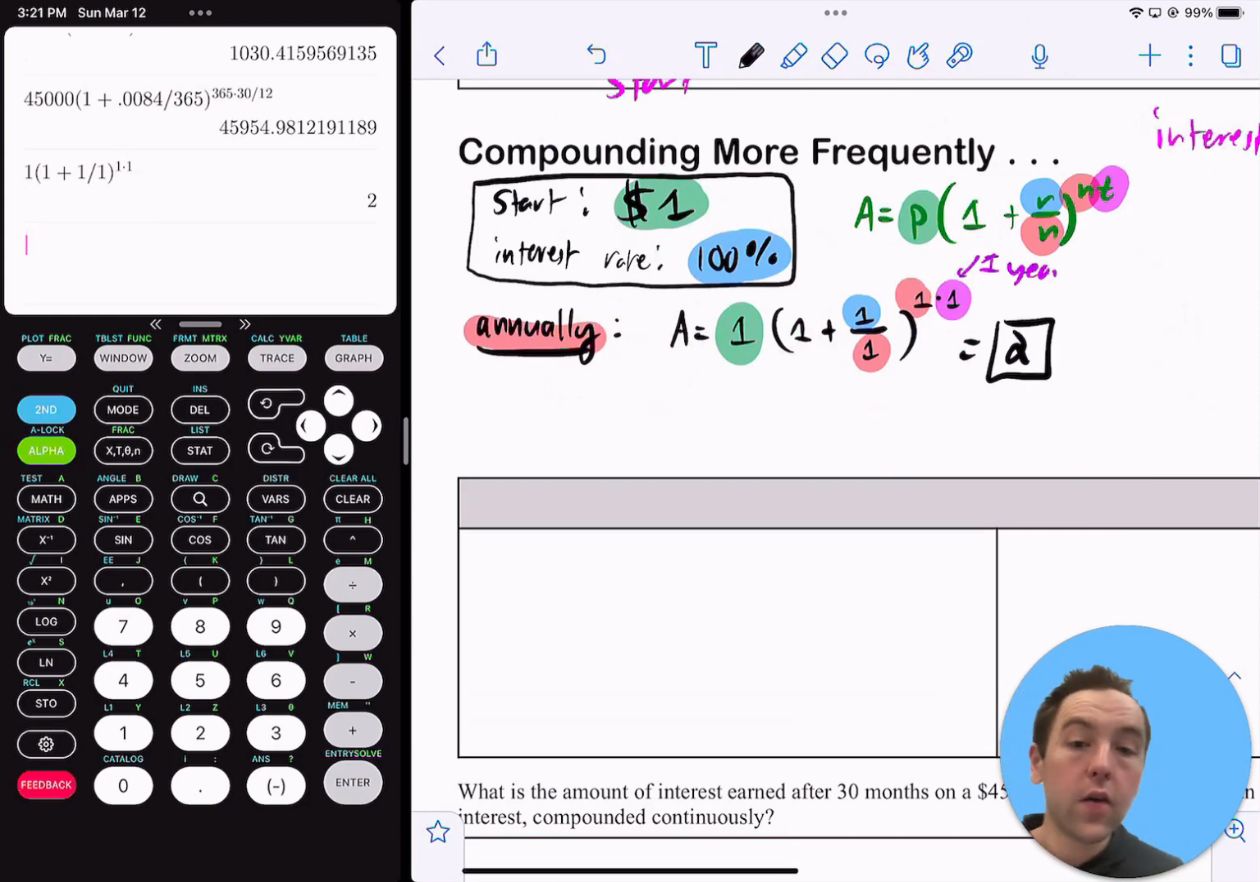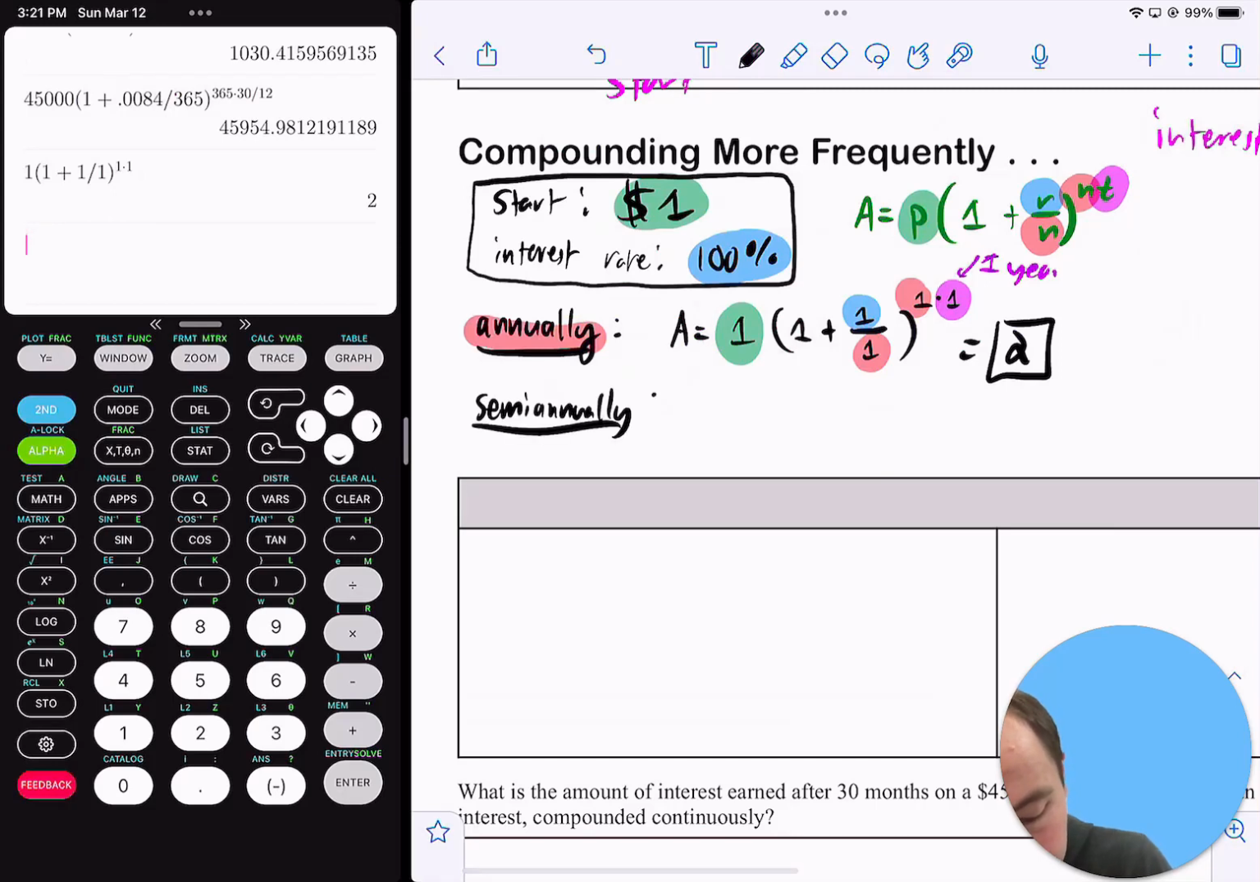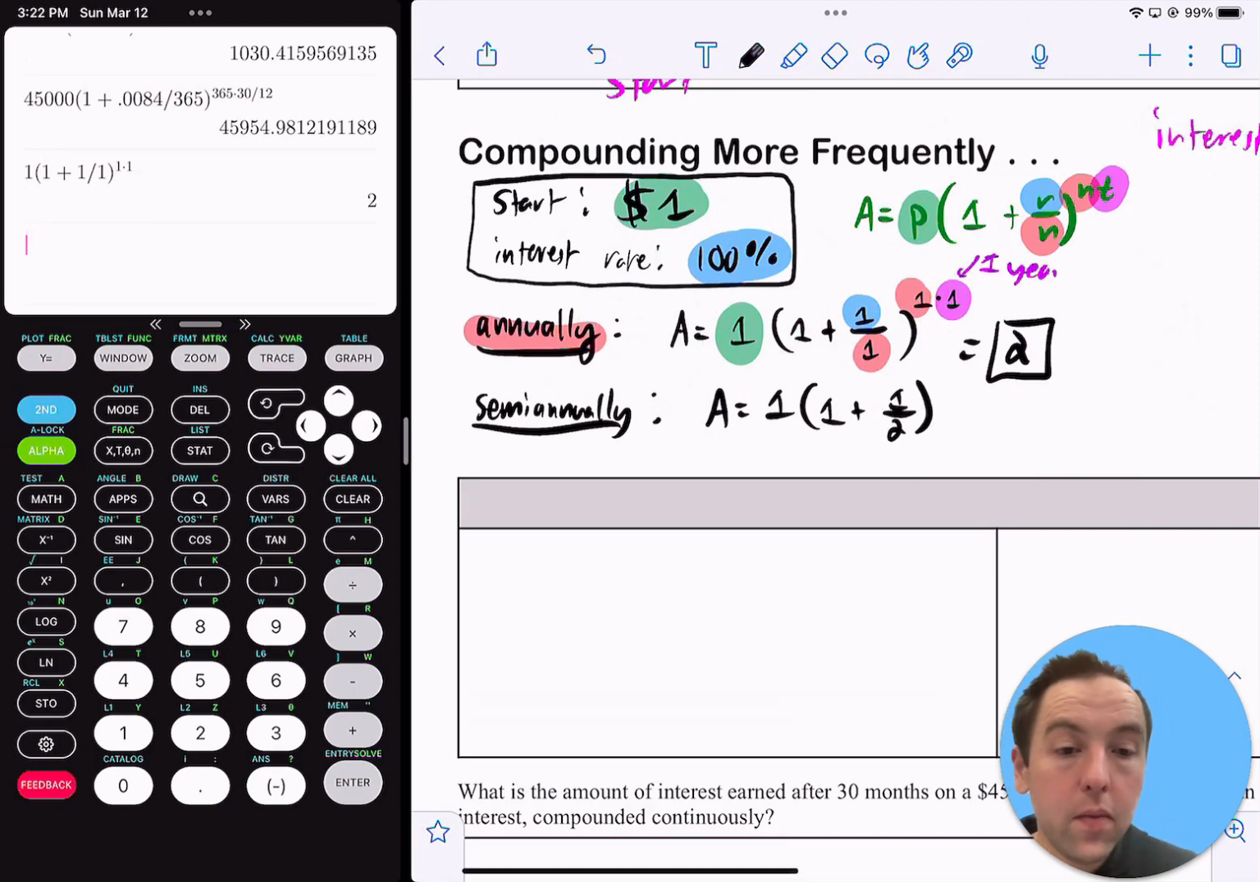So what if we increase this to say go on a semi-annual basis, right? So semi-annually then, well, we're going to keep the same principal of $1, and this is always 1. It's still 100% interest, but now we're going to divide it by 2 because it happens twice per year in which we're going to add interest. But I'm going to put a 2 right here, and then let's still figure out how much money we're going to have after 1 year's time.